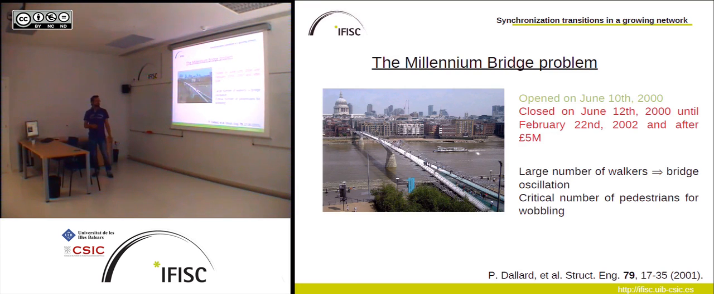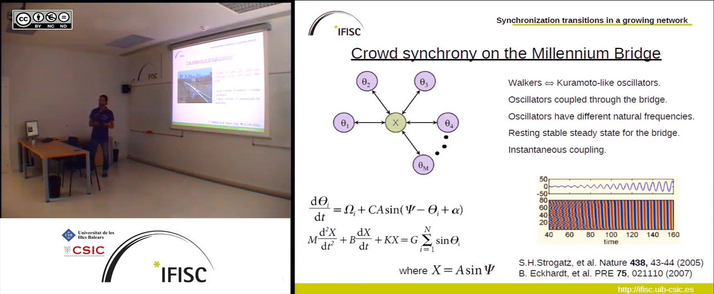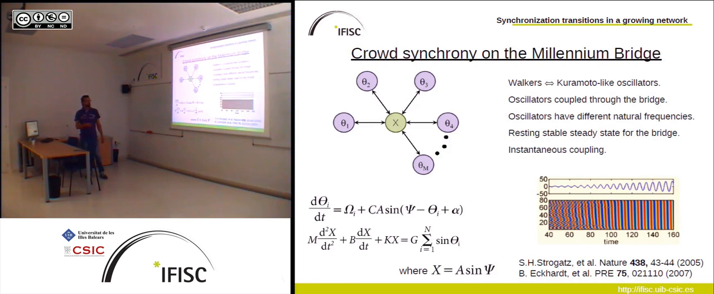They also found that there exists a critical number of pedestrians for this wobbling. This wobbling doesn't appear for a small number of pedestrians walking on the bridge, but when the number of people walking is large enough, this synchronization appears. A few years later, this explanation appeared, by Strogatz et al., where they gave the name of crowd synchrony to this effect of synchronization in the bridge.